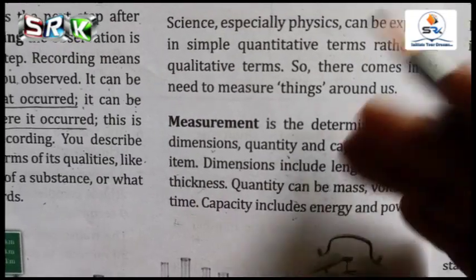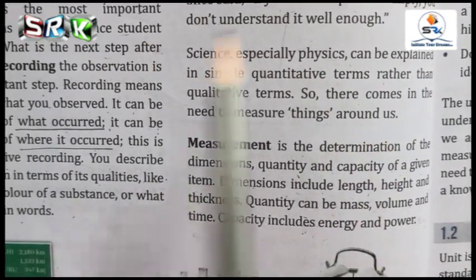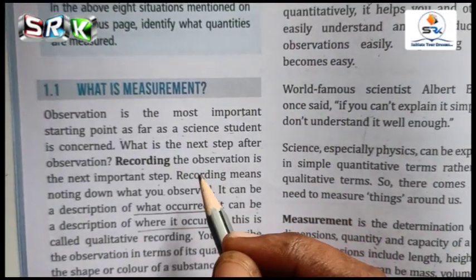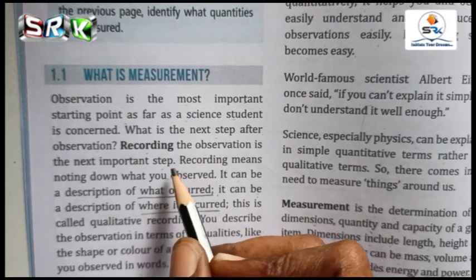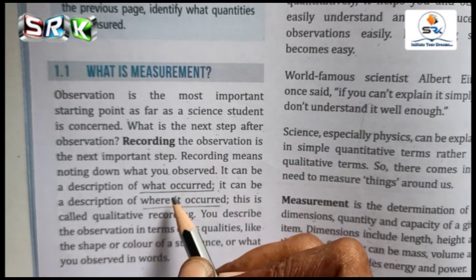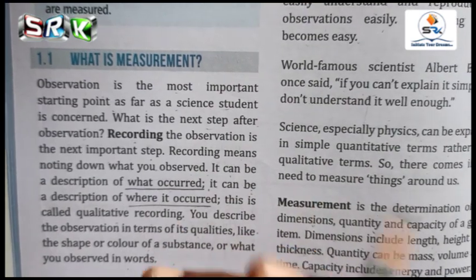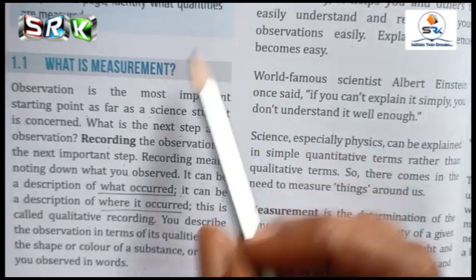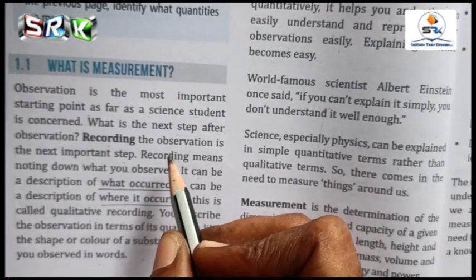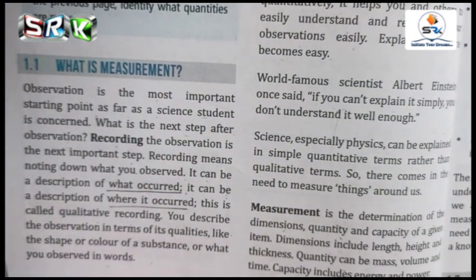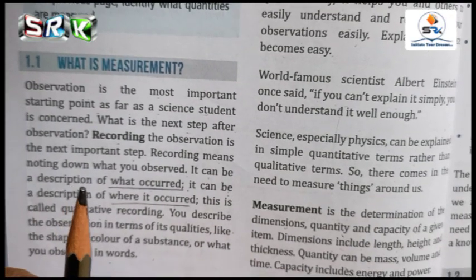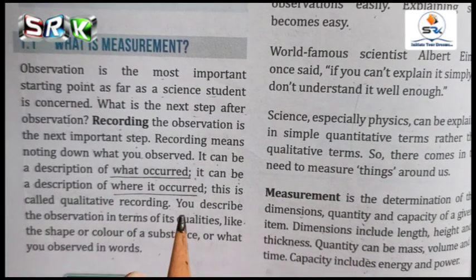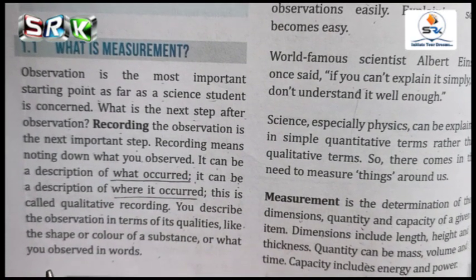So students, up to this we will stop our session, and your homework is to write the definition for recording. What is meant by recording? What are the two types of recording? That is qualitative recording and quantitative recording. You have to write the definition for those. The third one is what is meant by measurement. These three question answers you have to write down and take a snapshot of your homework and send it to HIFI app.